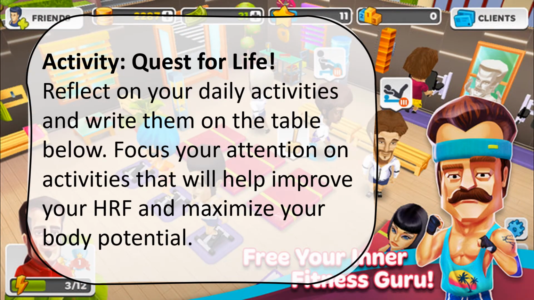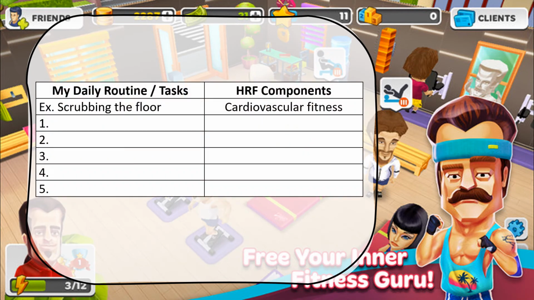Reflect on your daily activities and write them on the table below. Focus your attention on activities that will help improve your HRF and maximize your body potential. Write your answer in the table. Follow the example given.